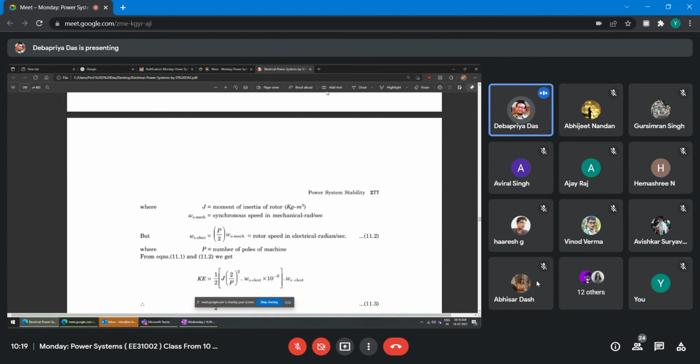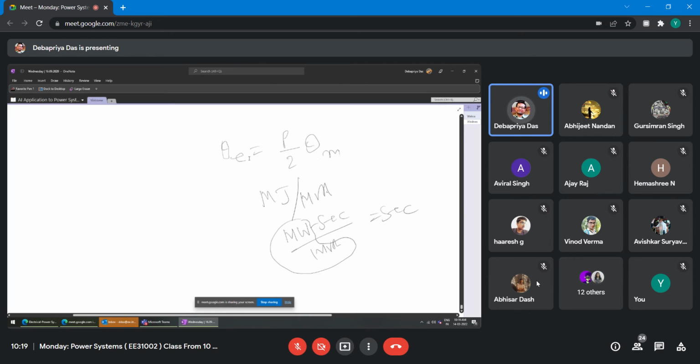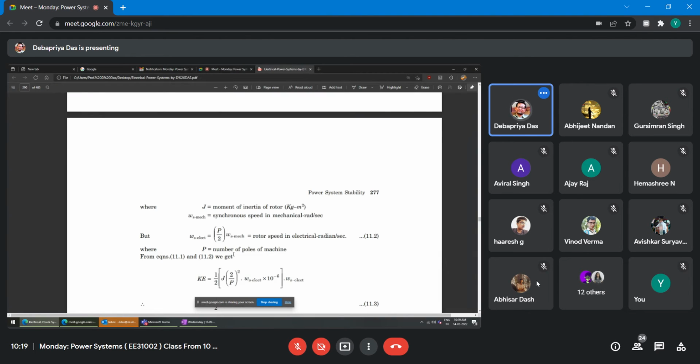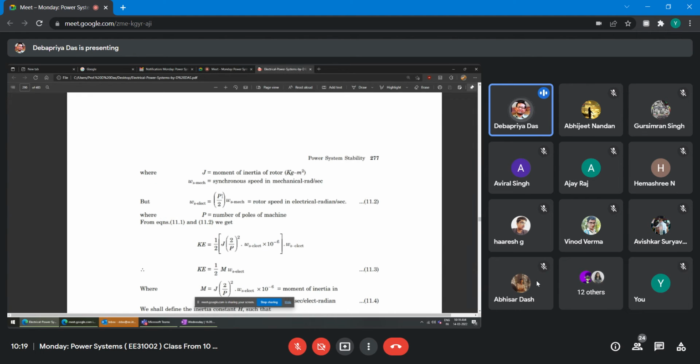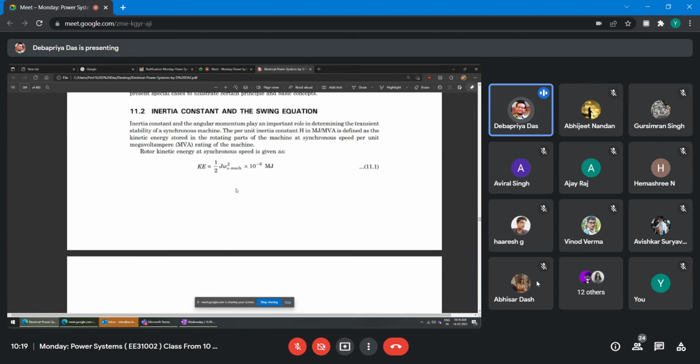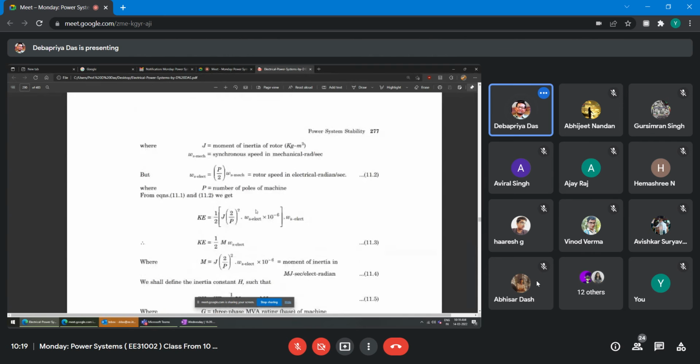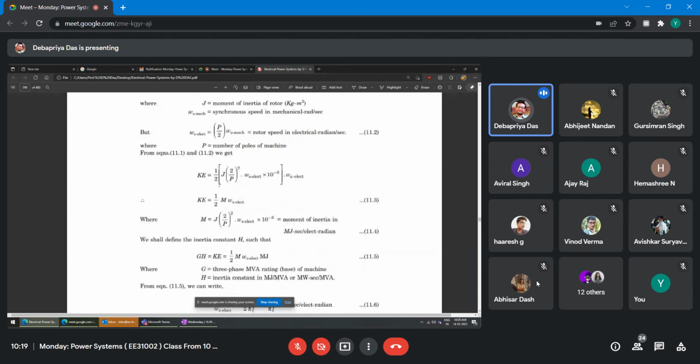The same thing, right? This is the same thing that here I wrote: the electrical angle is equal to mechanical angle into P by 2. The same thing here, that omega s electrical is equal to P by 2 omega s mechanical, where P is the number of poles, right? And therefore if you substitute omega s electrical is equal to P by 2 omega s mechanical here, then you will get K is equal to half J into this thing you write in bracket.